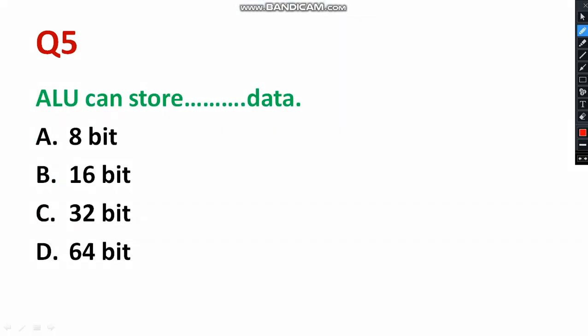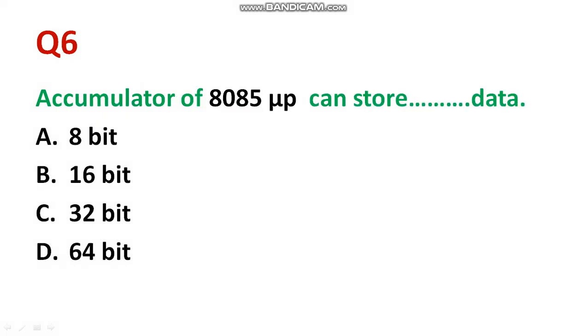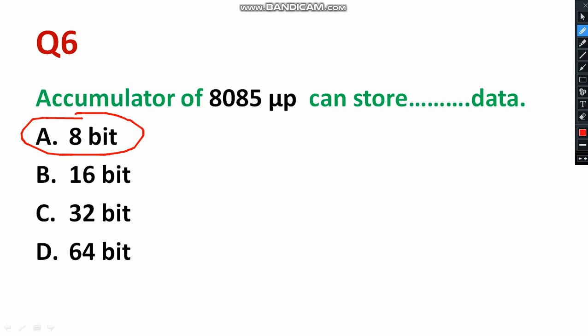Arithmetic and logical unit can store dash data. Actually, it can store 8 bit of data. So option A is the correct answer. Accumulator of 8085 microprocessor can store how much data? Actually, it can store 8 bit of data. Please select option A.